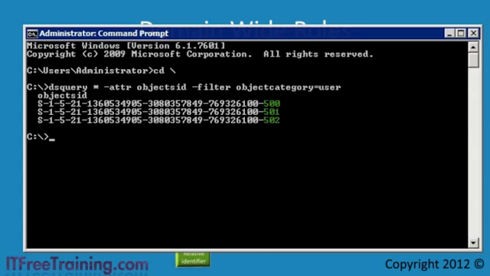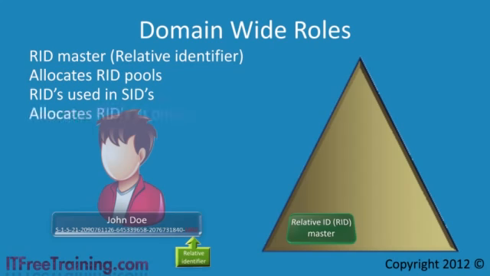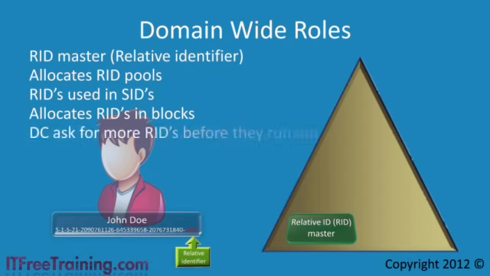The relative ID is a sequence of numbers that is allocated by the RID master. Having said this, the RID master gives out relative IDs in blocks. For this reason, you don't need a super fast connection back to the RID master. Also, a domain controller will request more relative IDs from the RID master before it runs out.